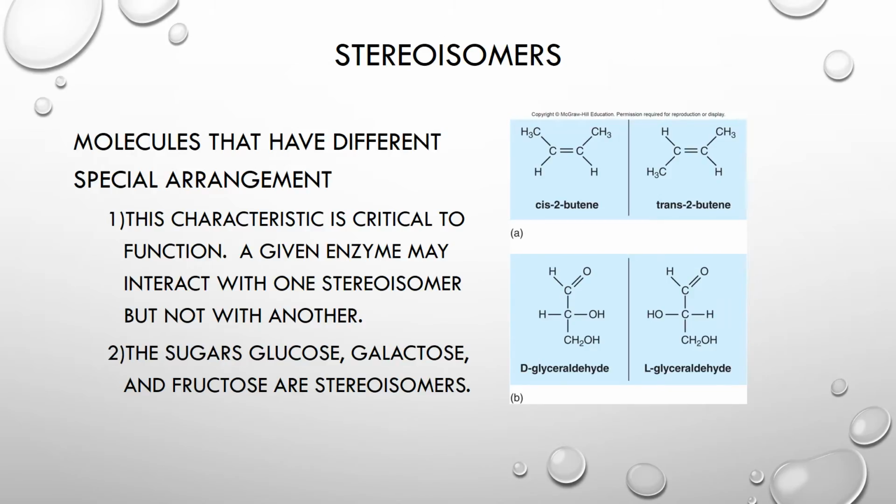With organic compounds, we can also have stereoisomers. And so these will be molecules that have exactly the same atoms arranged in exactly the same sequence, but differ in spatial organization of their functional groups. And this is going to be critical to its function. So a given enzyme may interact with one isomer but not with another.